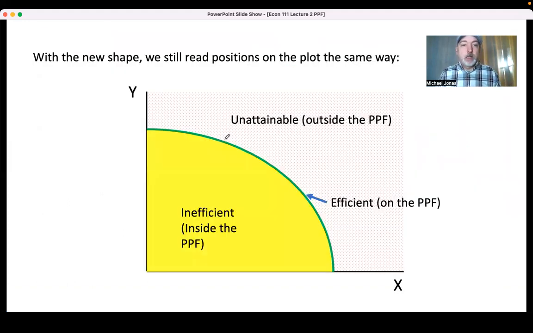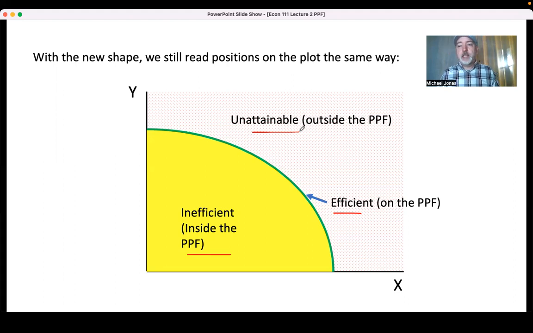So to bring it back to our original interpretation of the PPF, everything that we talked about before still stands, right? In thinking about how to interpret a position inside, on, or outside that non-linear bowed-out PPF, it's exactly the same. It's still the case that every point on the PPF represents full employment of resources. Everything inside the PPF, let's say in this yellow area, is inefficient unemployment or underemployment of resources. And still anything outside that frontier, that function, is unattainable.